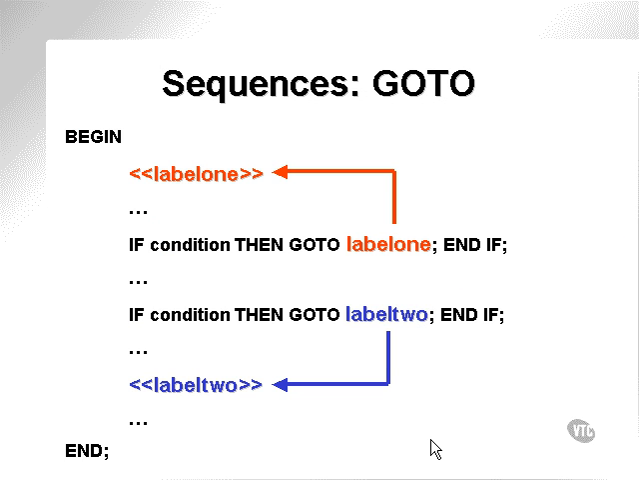Sequence controls. Go-to statements. Here's the syntax. If a condition is true, then go to a label. Down here, if a condition is true, go to a label. Label 1, label 2. I do not recommend using go-tos. Avoid using go-tos in programming languages, in any programming language, like the plague. You will end up with serious problems later on, unless you absolutely have to use go-tos.